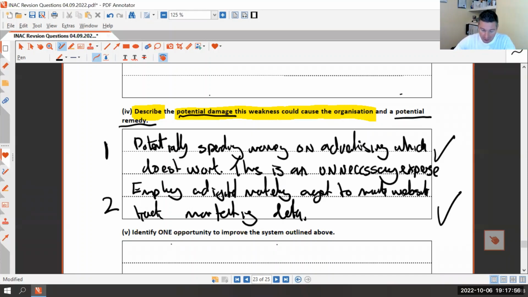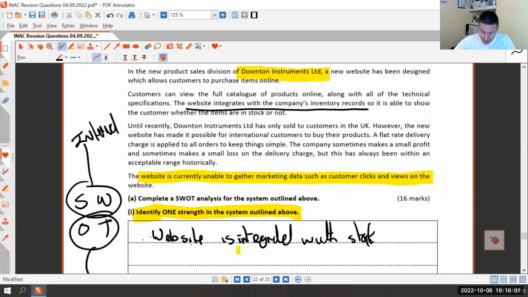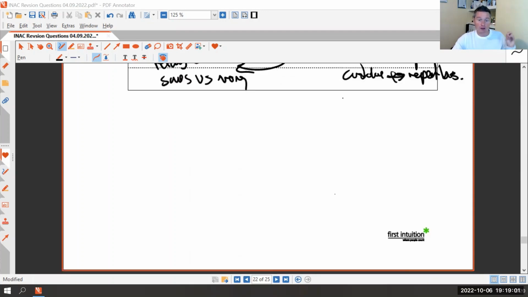Cool. So the next one is opportunity. So we're going to go back up there. What opportunities could we implement? Remember, opportunities are external. These sometimes are not in the scenario. Anyone? Yeah. So opportunities, things that the company could do outside of the business. Yeah, cheaper couriers, outsource shipping. We'll go with that one, Sarah. That's a good one. But the main thing is it is external to the business.